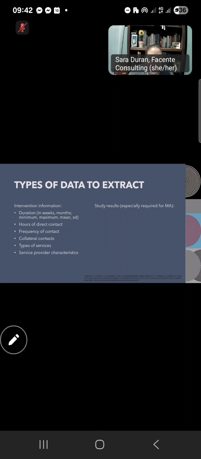I see a lot of duration, the protocol for the intervention, the indicators of effectiveness is likely to be under study results, very, very likely. But so duration, as mentioned multiple times here, the hours of direct contact, the frequency of that contact, are people meeting once a week or once a month? Collateral contact, so that's not just direct face-to-face, but how many text messages, for example, were sent out as reminders? The types of services, as mentioned, around what kind of intervention, and then service provider characteristics, whether this is happening at a hospital or a community-based organization, for example.